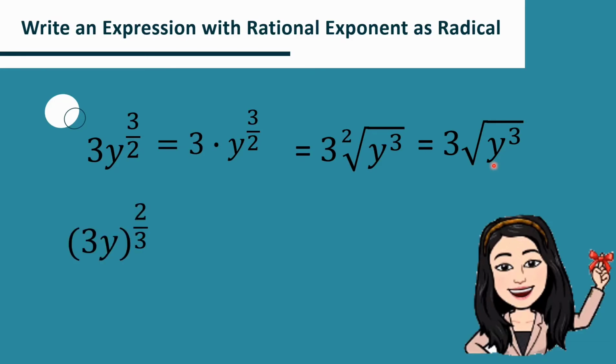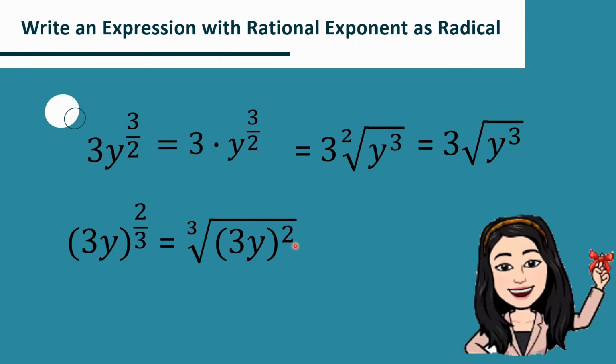Next, let's have another. So, (3y) raised to the power of 2 over 3. So, kita natin sa parenthesis na lahat ng nasa loob ng parenthesis, siya yung may power na 2 over 3. So, applying the laws of exponents, ito yung ating radical sign. The index will be 3. Nasa loob yung 3y. Bakit? Kasi lahat ng yun yung may power na 2. So, ibig sabihin, ang exponent ng product ng 3 and y is 2.